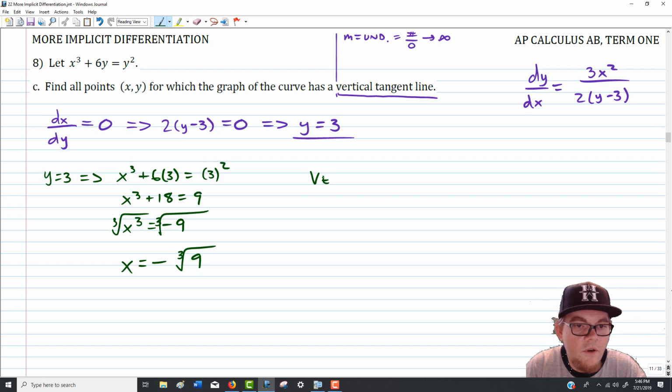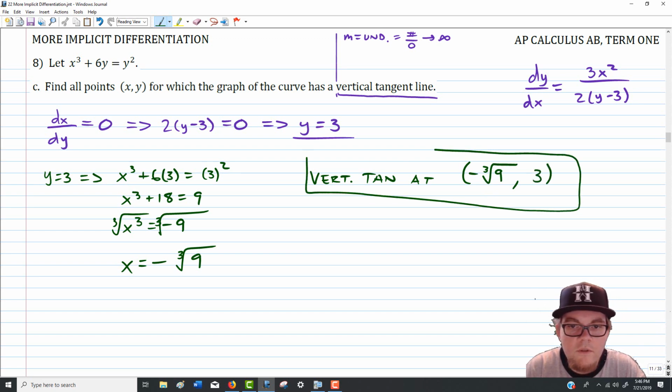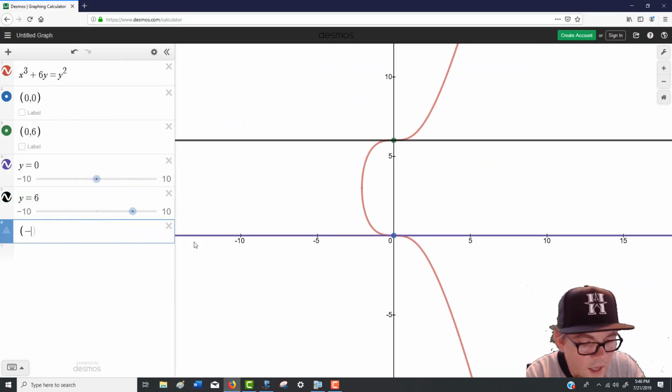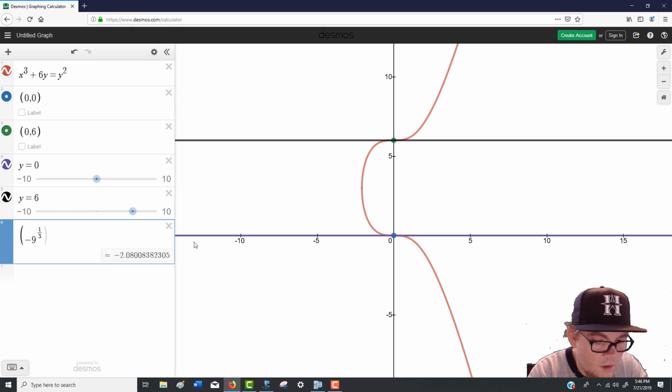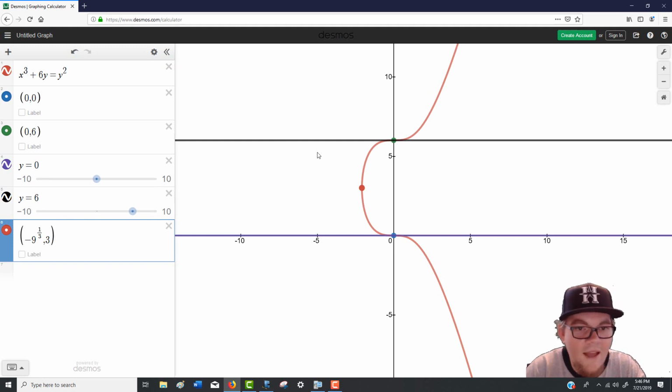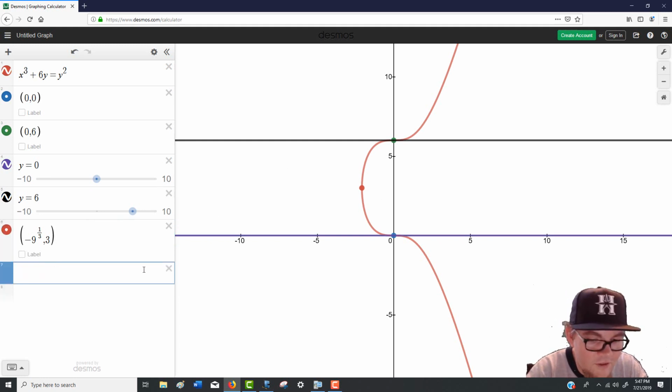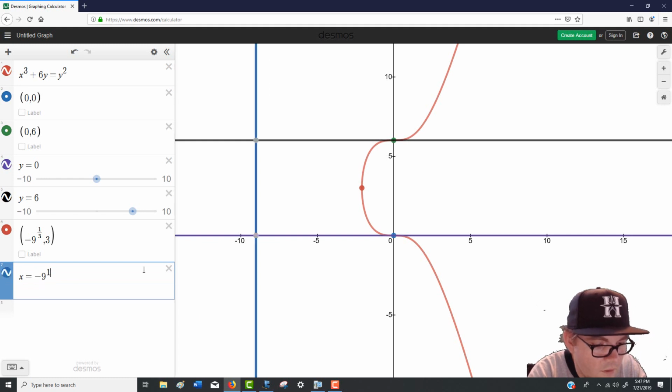So our point where we have a vertical tangent line is going to be at the point (negative cube root of 9, 3). And just as we did on the previous one, it's worth just going onto the graph and making sure that's actually there. So quick little check. Negative cube root of 9, that's going to be negative 9 to the 1/3 power, comma 3. And look at that. Look at that. That looks just as tangent as we might have expected.